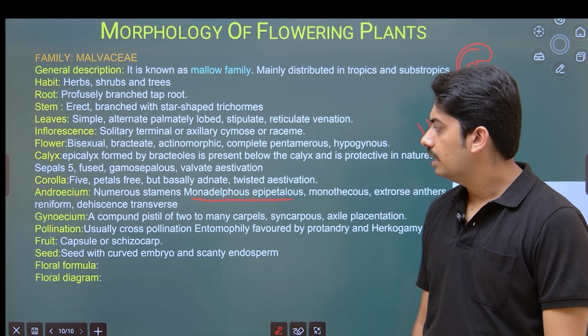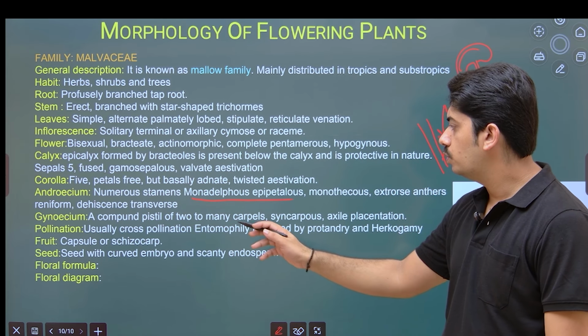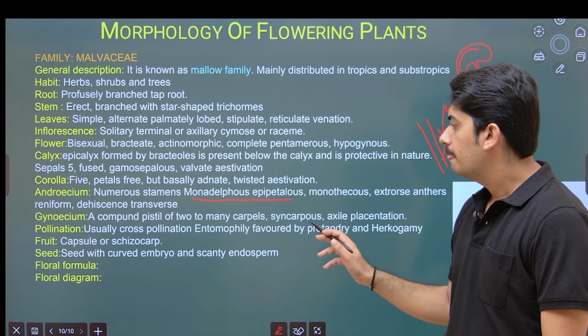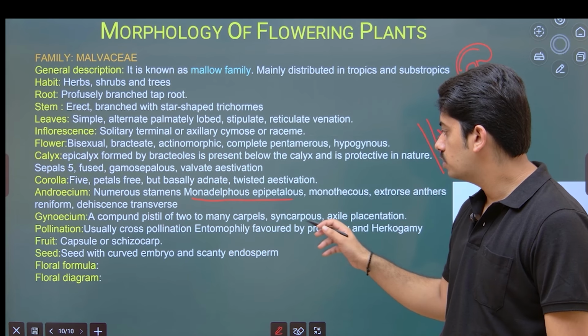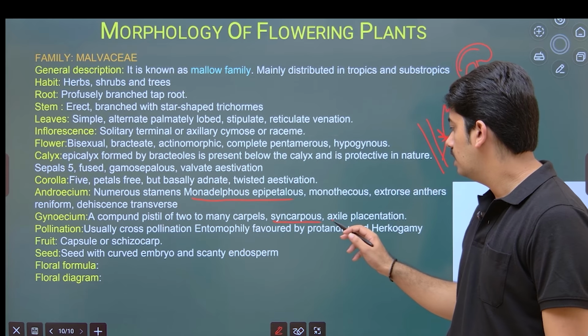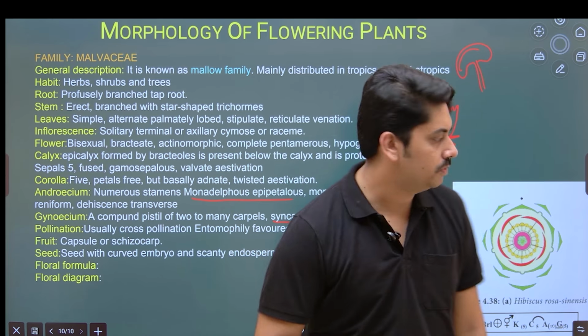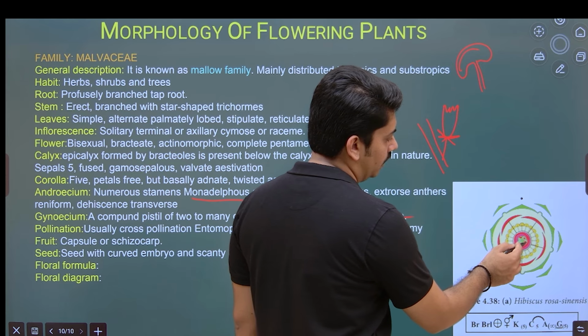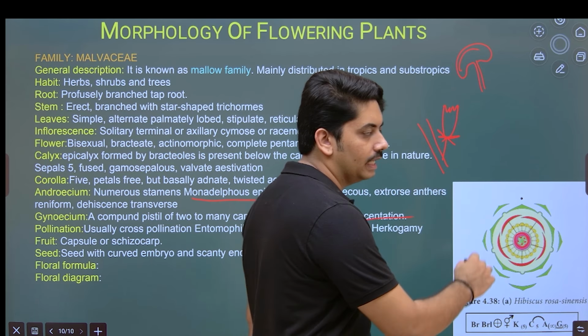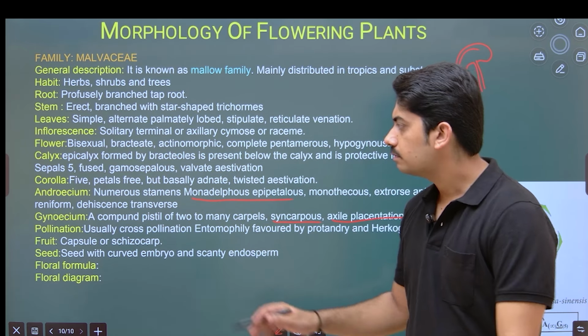Then Gynoecium, a compound pistil of 2 to many carpels. Here 2 to many carpels are present, they are fused, so the term syncarpous condition, axial placentation is observed. Here you can see, this is the Gynoecium part. 1, 2, 3, 4, 5 carpels are present and they are all fused.